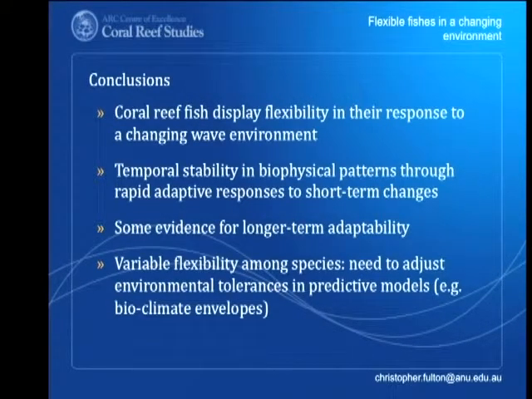There's some evidence also for potential longer-term adaptability through the changes in morphology, but we are starting to get suggestions that not all fish are flexible. There is variable flexibility, and so those tolerances I was talking about in the models, the hysteresis, they'll have to be different for different species, and maybe that will fall out at the level of family, which would be nice, but potentially it could be a species-by-species scenario. And this is particularly important for things like bioclimate envelope models, because at the moment a lot of those models are assuming static environmental tolerances. This is suggesting that's not necessarily the case. There may be some flexibility in there.